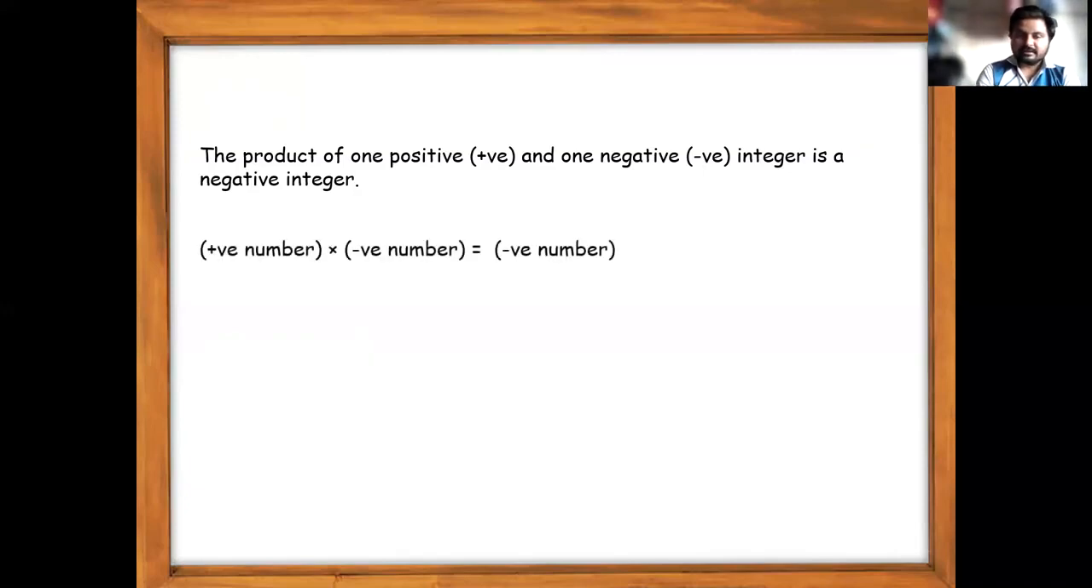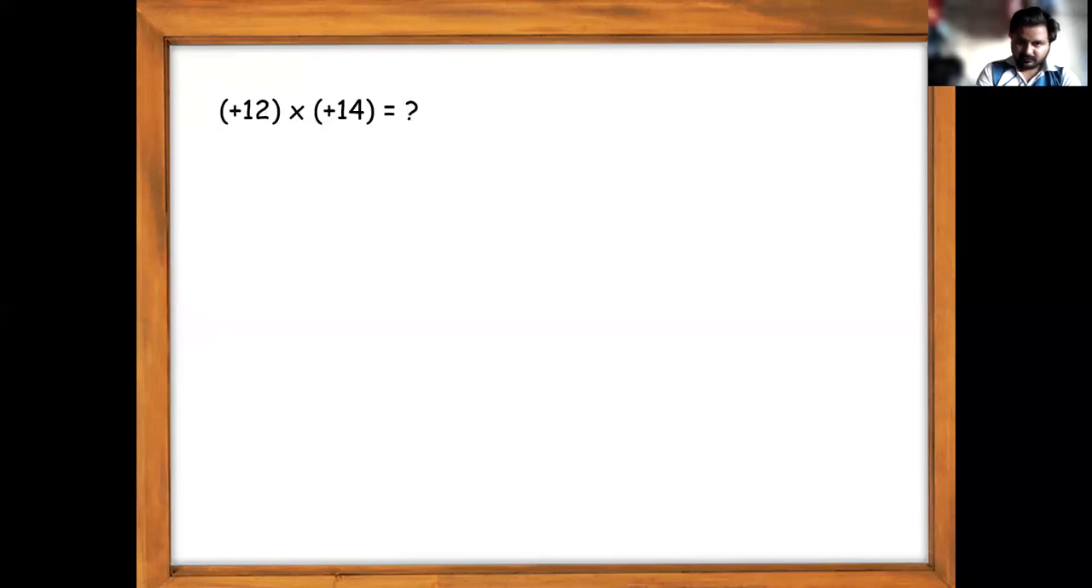And how do we write it for the sake of our reference, just to keep it in our mind? A positive number multiplied by a negative number would give you a negative number, or a negative number multiplied by a positive number would give you a negative number. Excellent, students.